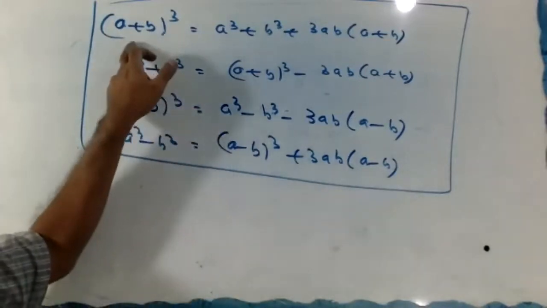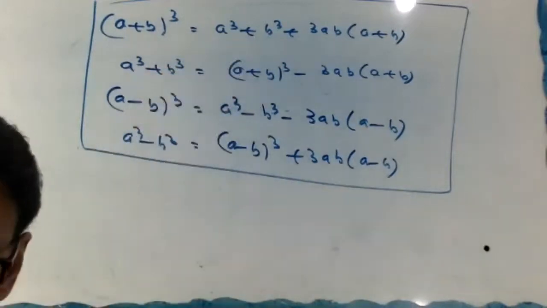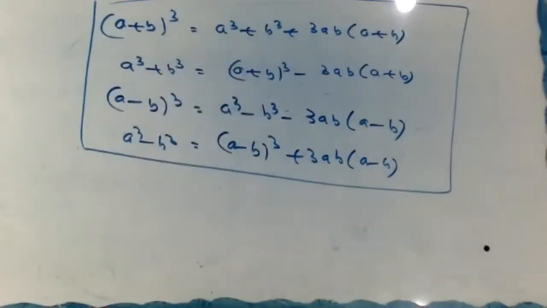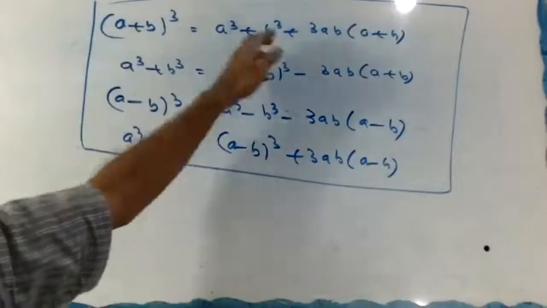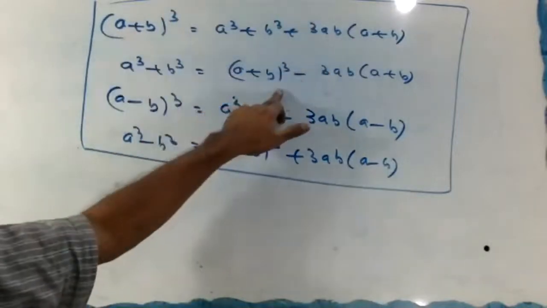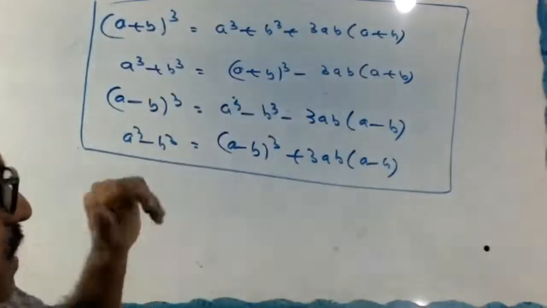Listen again. A plus B whole cube. You have to buy half this one. A cube plus B cube plus 3AB into A plus B. Same thing here. This is going to the other side. That's only. This full going other. A plus B whole cube minus 3AB into A plus B.